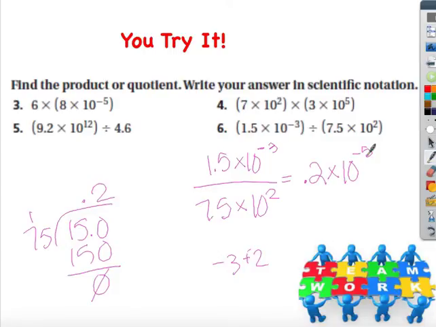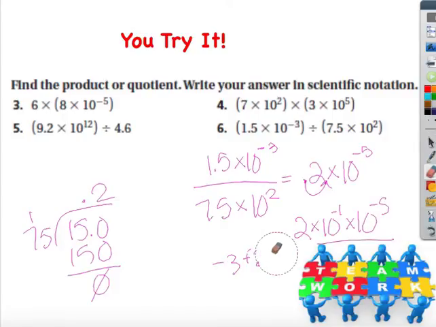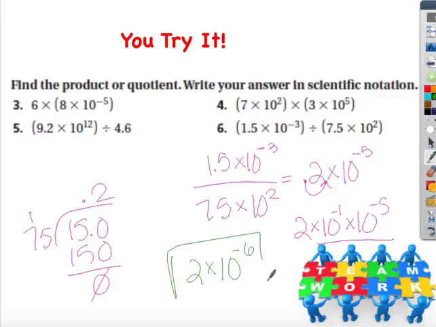0.2 is not scientific notation. We're going to have to fix that. So we move it 1 time to the right. Bring down our original. This needs to be simplified. So our final answer is 2 times 10 to the negative 6th power. We're going to add those exponents.